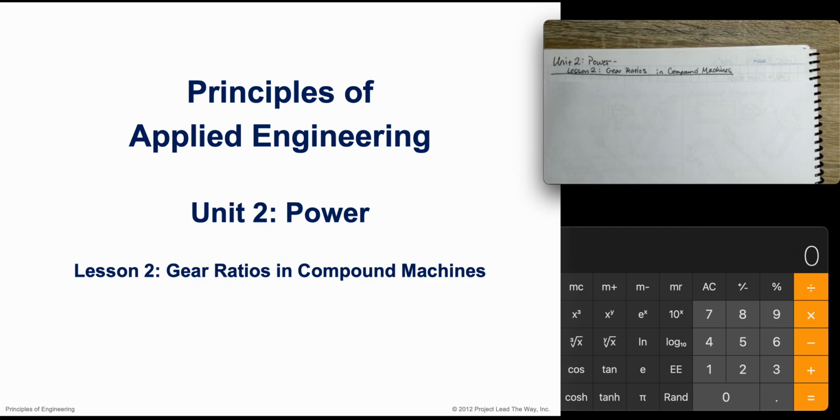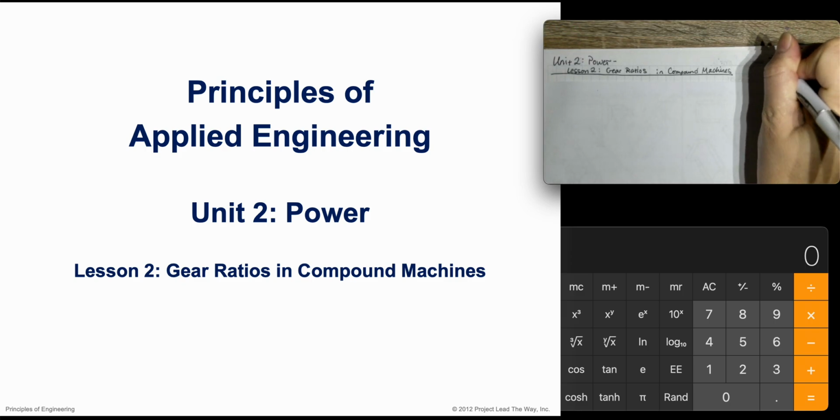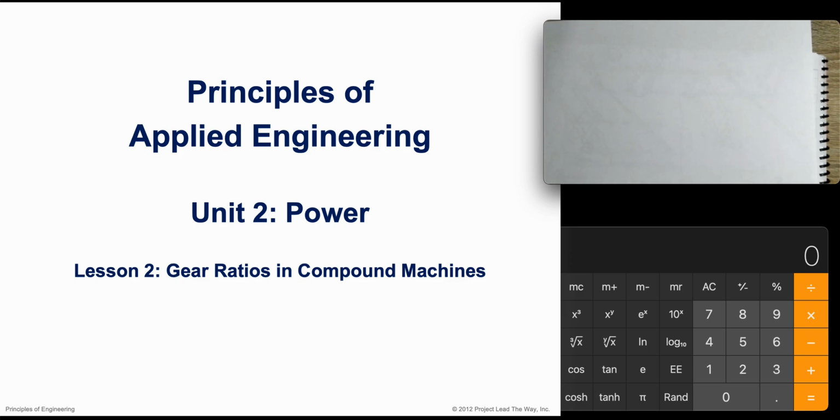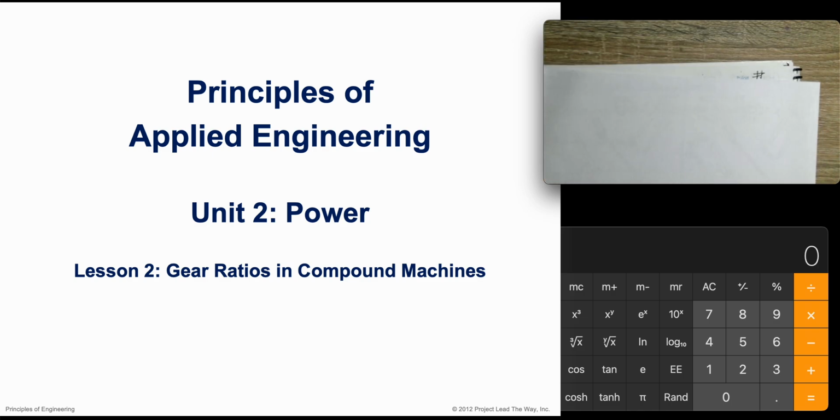All right, first off, if you want to go ahead and title this as gear ratios in compound machines, and make sure to number our page up here and to page number 1 of however many of this lesson we're going to have.